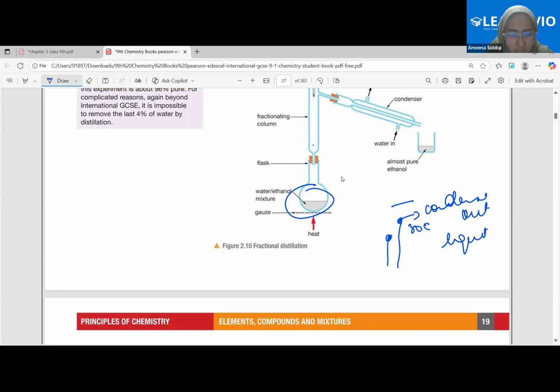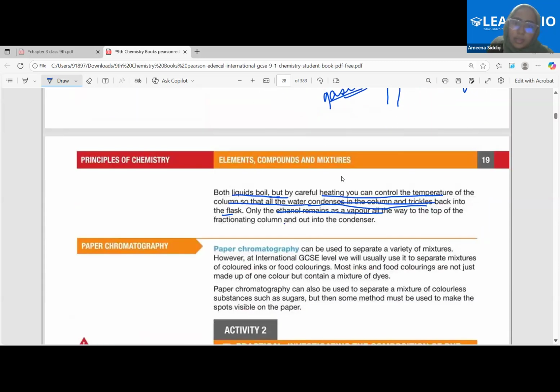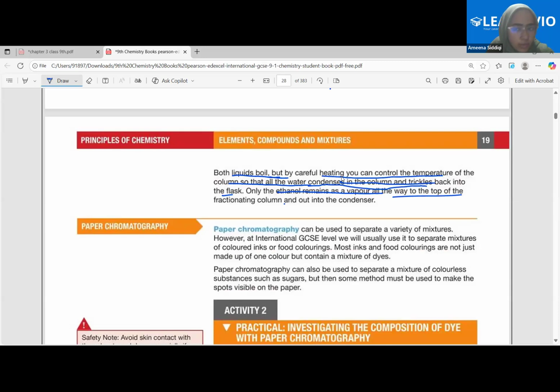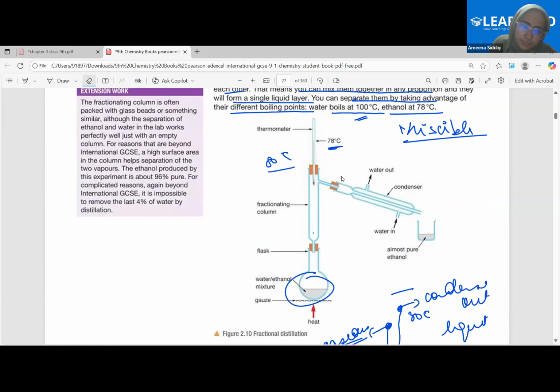But the ethanol is still in what form? The gas. That's the simple point. The ethanol will remain in the vapor form and it will come out, because water has already come back to the liquid form. The temperature was maintained in between so that ethanol still remains in the vapor form, whereas water is able to condense out. Any confusion, please say. The next one.